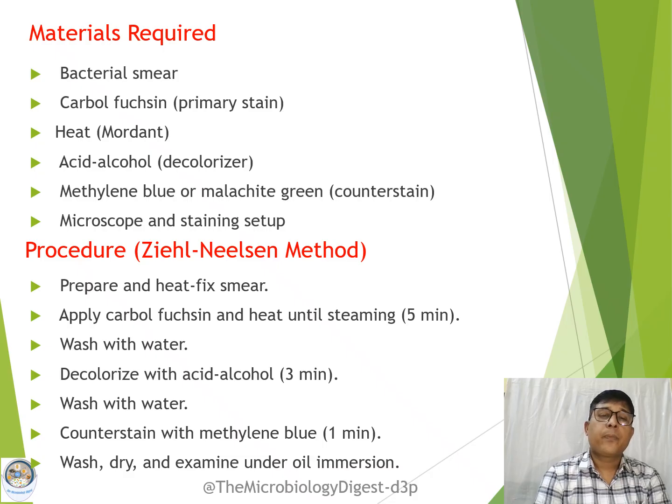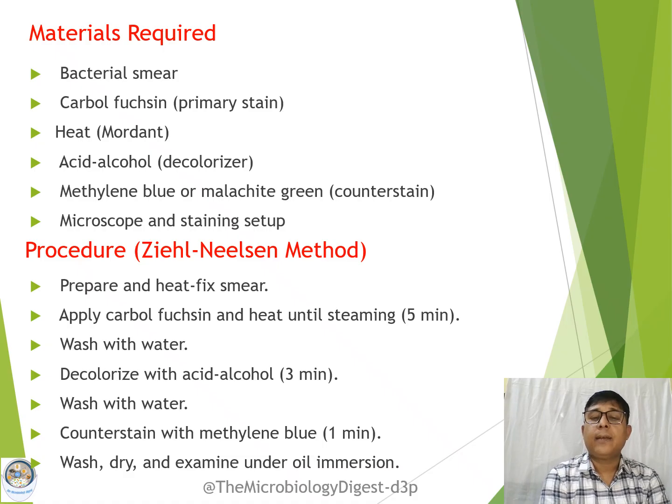A bacterial smear is required, then one microscope, and different staining setups. The procedure is that first you prepare a smear, then heat fix the smear, then cover the smear with the primary stain, carbolfuchsin. You apply heat without washing or removing the primary stain. Along with the stain, you heat till it starts steaming. This generally takes 3 to 5 minutes.